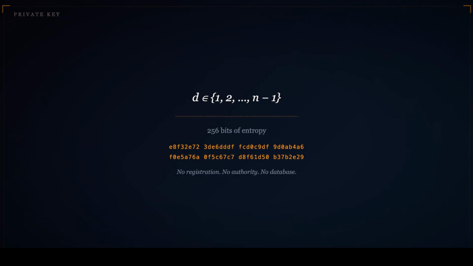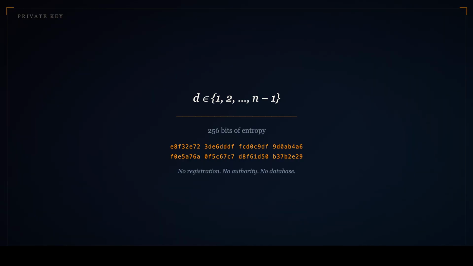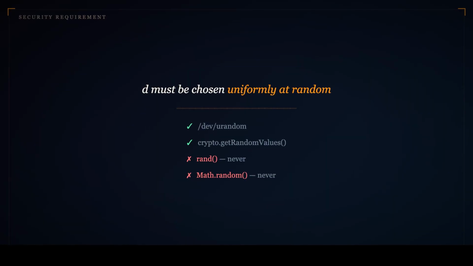where n is the group order of SECP256K1. That is it. No registration, no authority, no database, just 256 bits of entropy. In hexadecimal, a private key looks like a long string of random characters, 64 hex digits. The only security requirement is that d must be chosen uniformly at random.